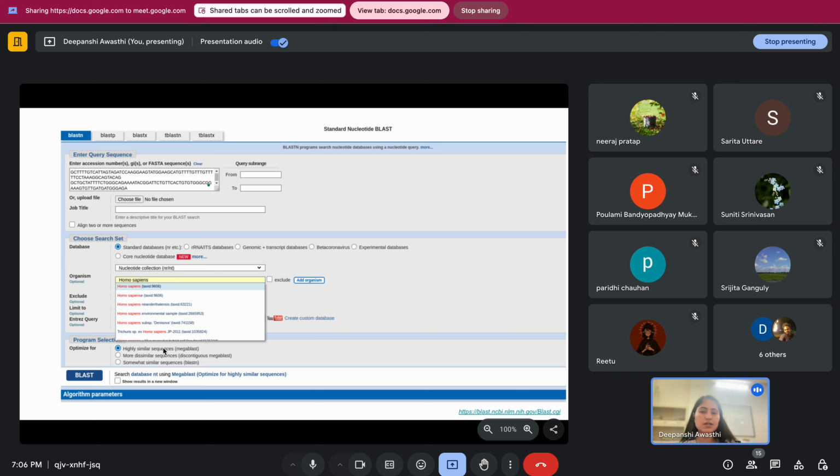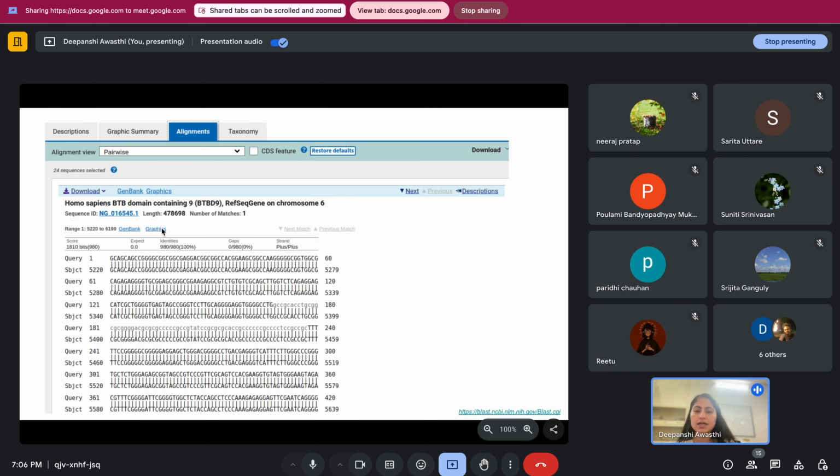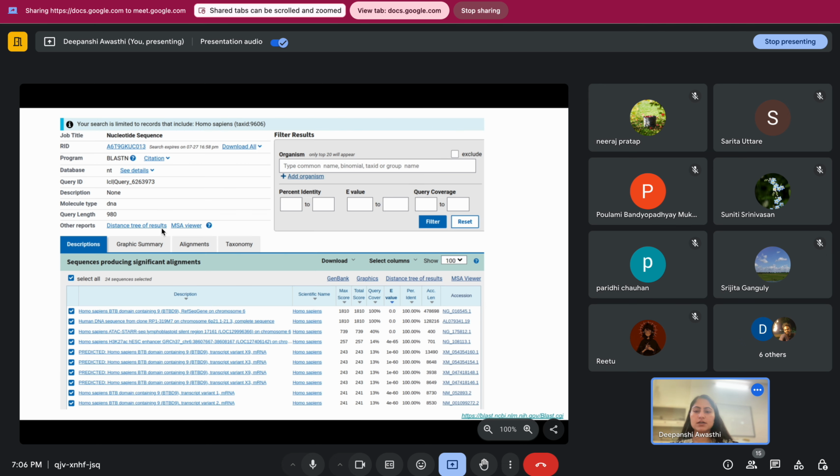Now I will simply click on BLAST, and it will take some time to run this job. At last it will give me output in this form. It is giving me the job title, the program which I've used, the database, the query ID, everything, and the length of the query. The DNA sequence which I have selected was 980 nucleotides long, so that is also given. And this is the description of the result which it is producing.